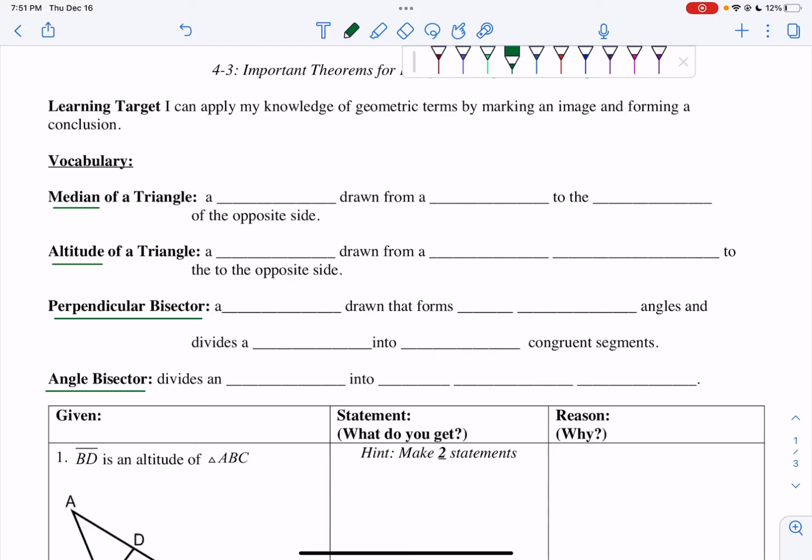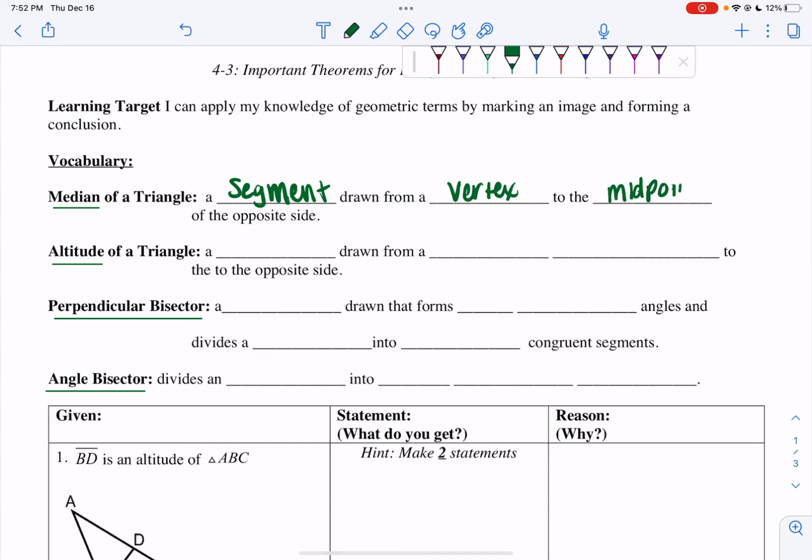The median of a triangle. Think of the median in a road, like it's the halfway point. I'm not sure if you're familiar with Park Avenue, but I pass it on my walk to the park, and there's a median in the middle of the road. It's sort of like the halfway point from one side of Park Avenue to the other. So the median is a segment that is drawn from a vertex to the midpoint of the opposite side.